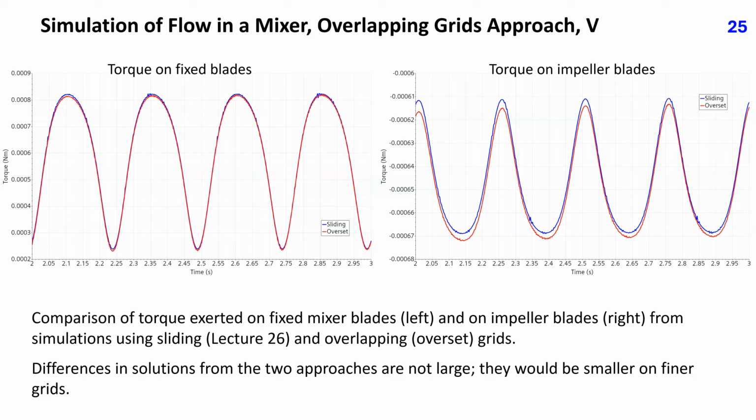In cases where sliding grids can be used, there is no advantage in using overlapping grids. However, when paths of moving parts are crossing each other, sliding grids cannot be used, but overlapping grids are applicable. One such case is presented in the following slides.